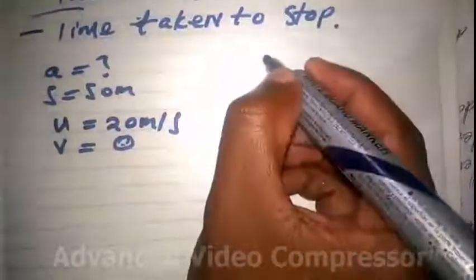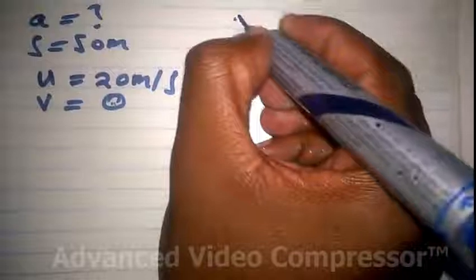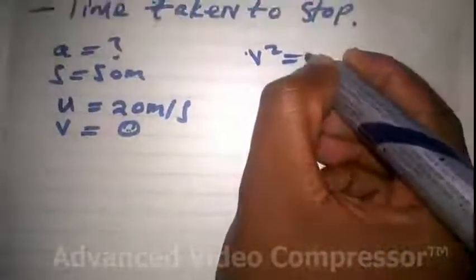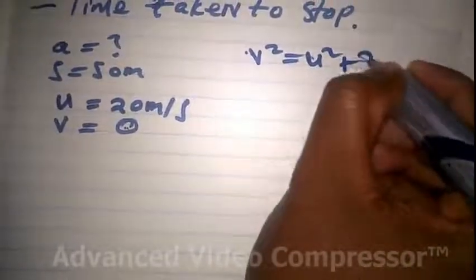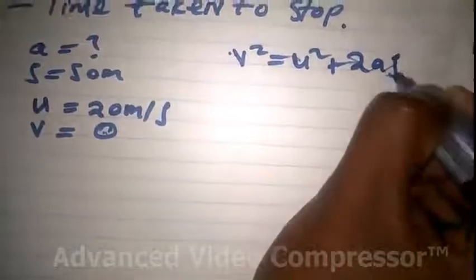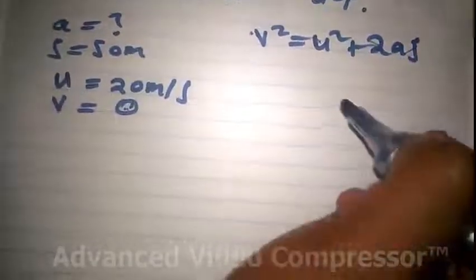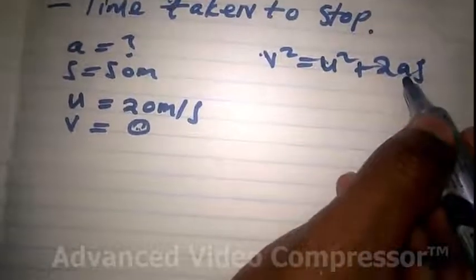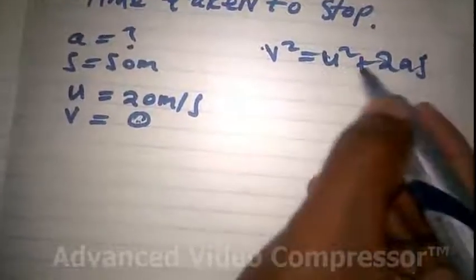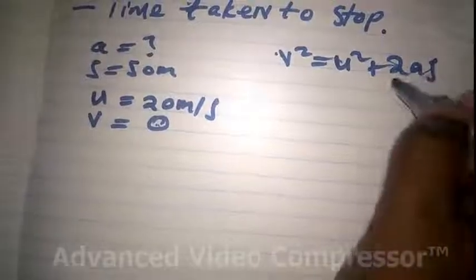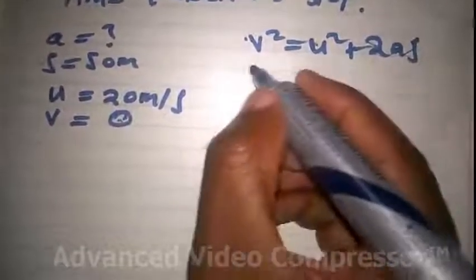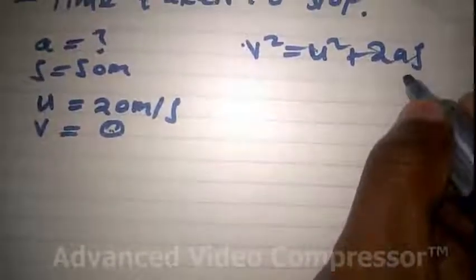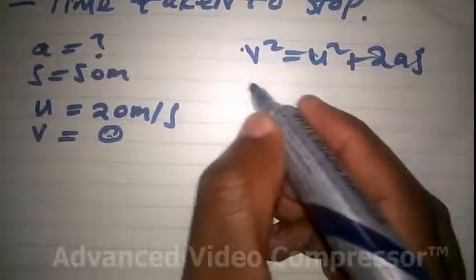Let's check formulas for acceleration. Let's start with this one: v squared equals u squared plus 2as. It includes distance, acceleration, initial velocity, and final velocity. We know we are looking for acceleration, so we have to simplify this equation to its simplest form and make acceleration the subject of the formula.